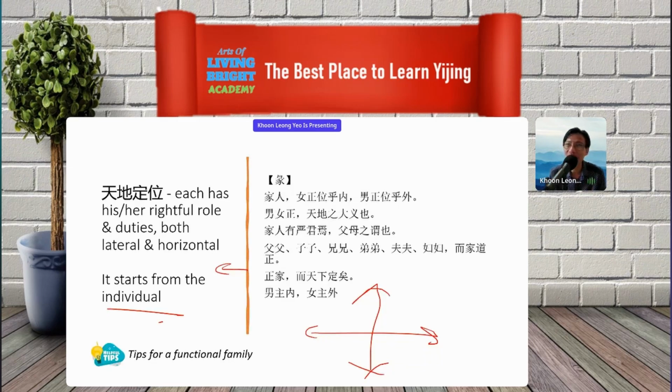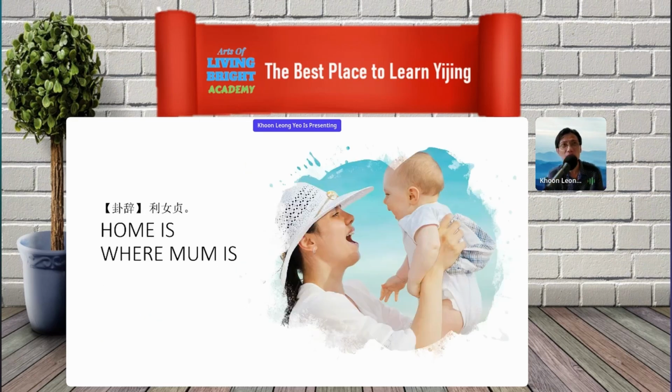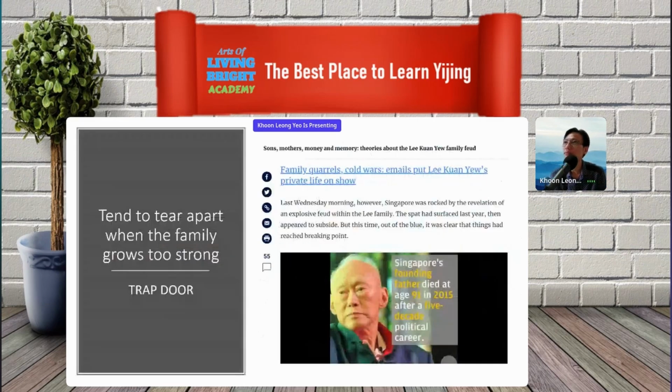Unfortunately speaking, okay. But every family setup is different. 家家有难念的经. So therefore, 家人, we actually is a hexagram that is paying tribute to mother. Okay, it's called 立女真. Home is where mom is. Okay. So because mom has a very important role to play at home to make sure that it's a safe haven, to make sure that it's functioning properly, right?